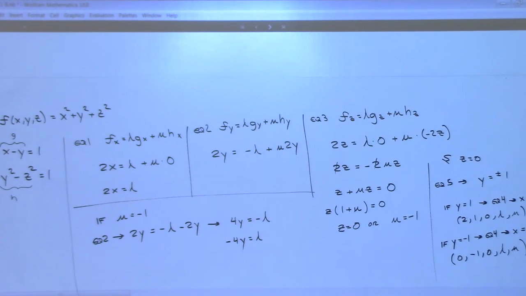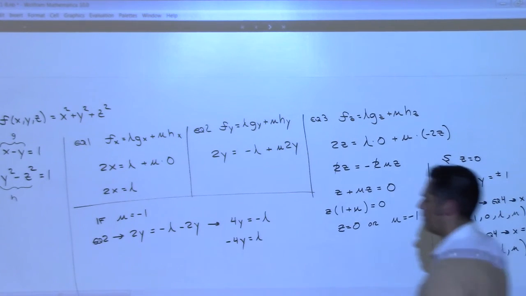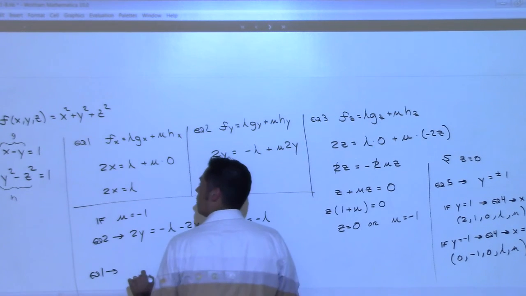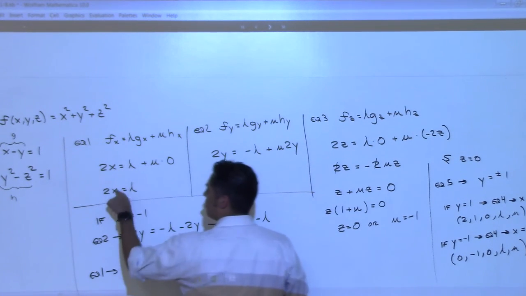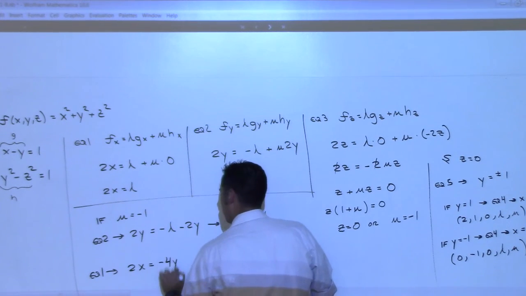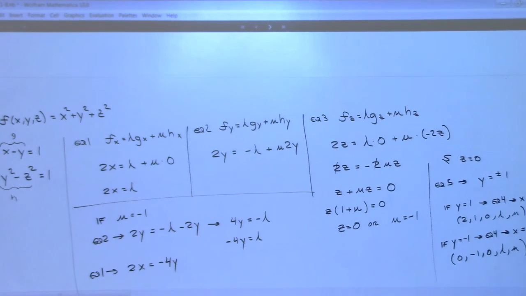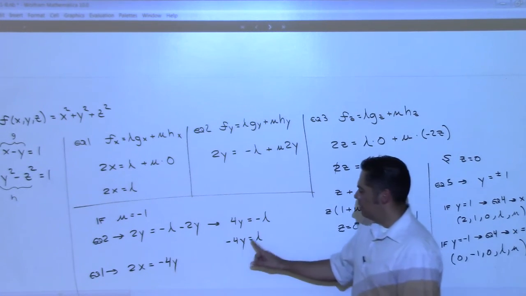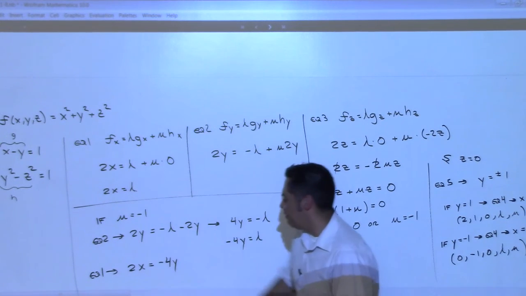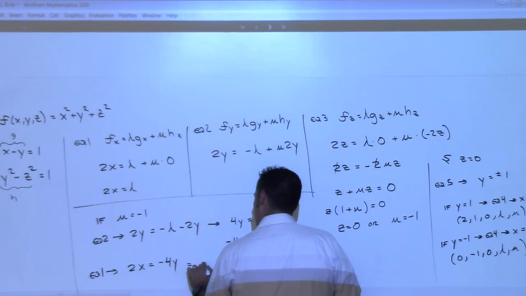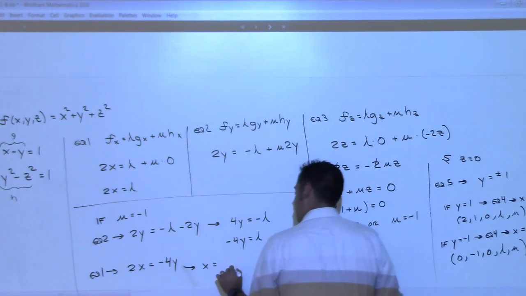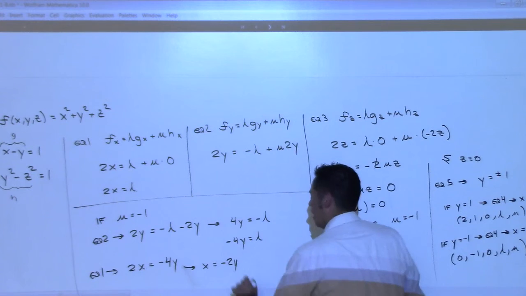What about equation 1? What would equation 1 become? This one right here would become 2x equals negative 4y, which means what? Do y'all follow me what I'm doing here? Yeah. If lambda is this, and you put lambda in right here, then that would tell you that x is equal to negative 2y. And then what can you do with that?